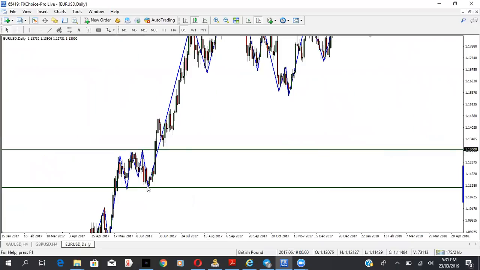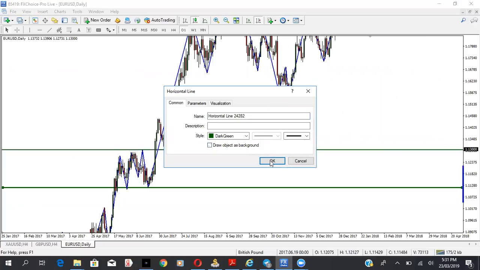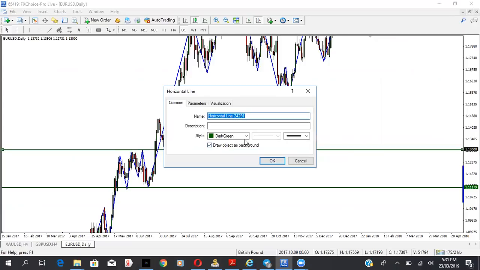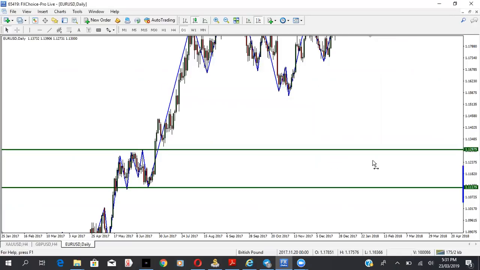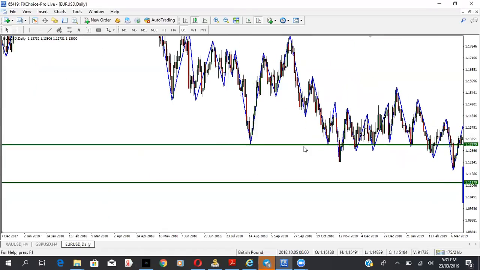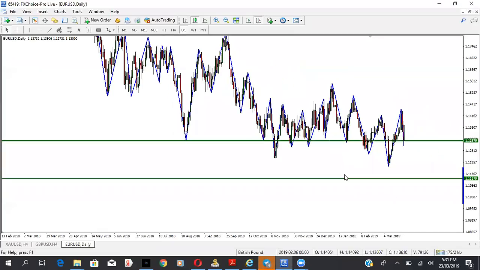And you notice we still have this level here. Let me pull back the line. Sorry. Move on, select object as background so that I can see it at the end. And if you notice, price came down. This level here, 1.1117, hasn't been touched by price. And since it hasn't been touched by price, it is a potential level of support should price come down there.